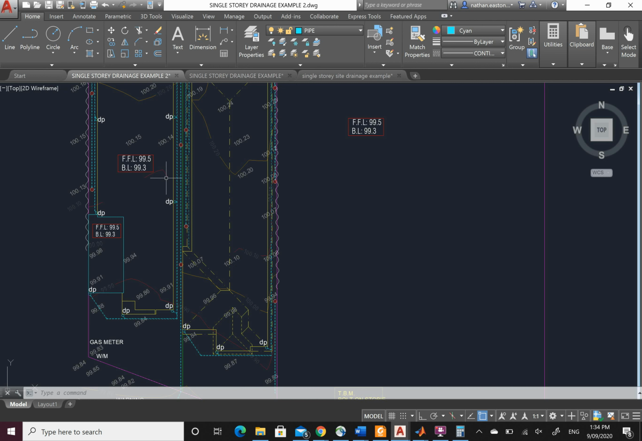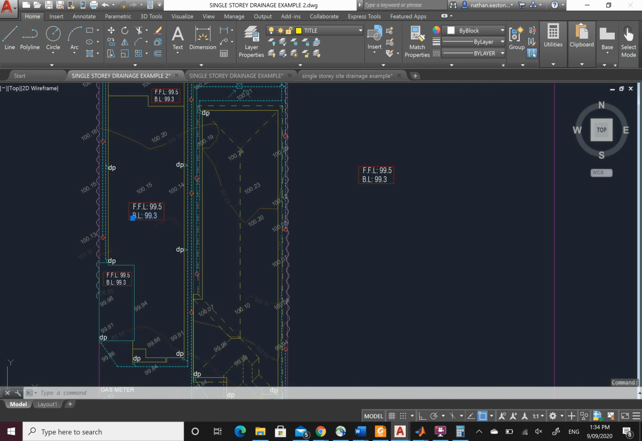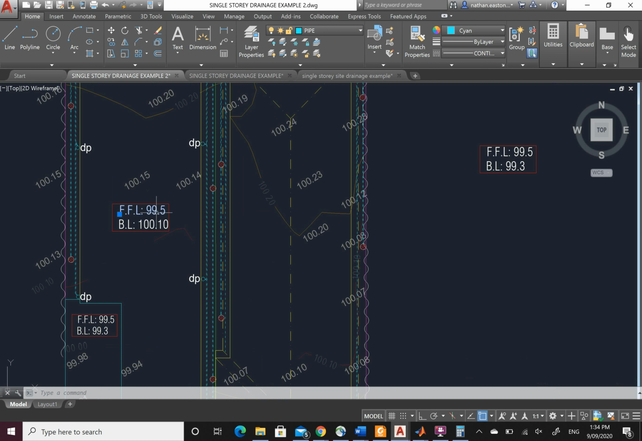This is okay. So I'm just trying to work out a good level where, if I cut above, can I backfill below? And I think 100.10 is a good level. So I will go 100.10. So I'm saying the entire house here, the inside, bring it to this level for the bench level, from the bottom of that blinding sand. Then what happens from there is my finished floor level is 200 millimeters above that. So 100.30.